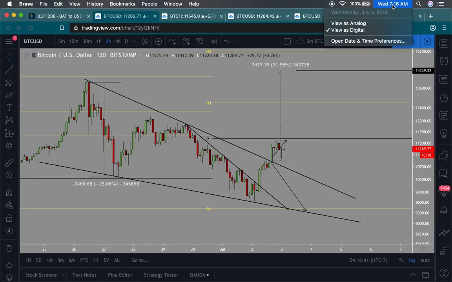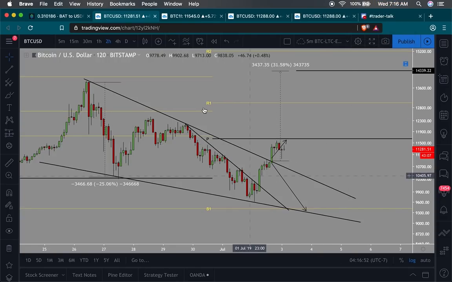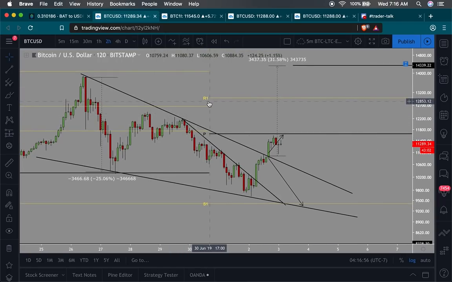It's about 7:15 a.m. here on the east coast of the U.S., and prices of BTC are currently at 11,281. It looks like we did break out of this falling wedge. So we're on the 2-hour time frame here, and I'm looking at Bitstamp.